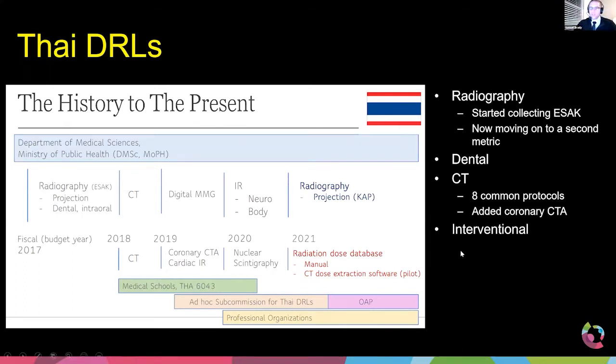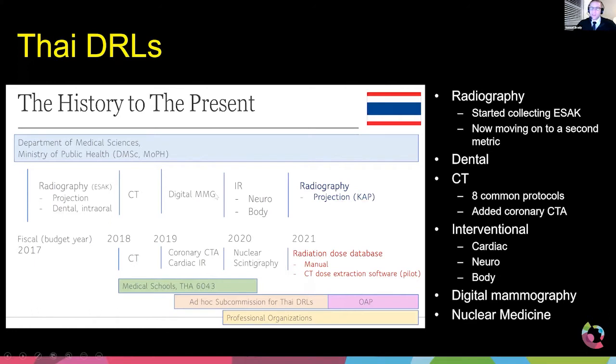per modality. Obviously, there's IR and the cath lab. So they got interventional and digital mammography, and then nuclear medicine, as she discussed. Now, there's obviously some challenges with nuclear medicine being a smaller, quote unquote, subspecialty in Thailand. But that doesn't necessarily mean we can exclude it. And I think it's commendable that they have been able to collect the data that they could, and they were still able to calculate their dose distributions.